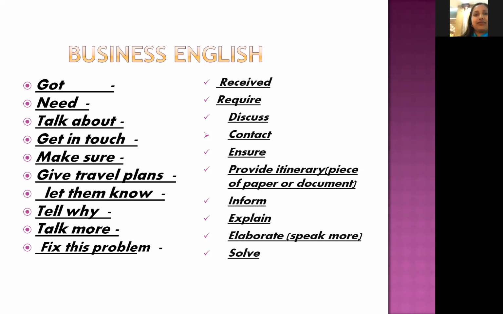And next one is talk more. Instead of talk more, we will say, can you please elaborate? Can you please speak more? And at last, fix this problem. Instead of fix this problem, we will say, can you please solve this problem?